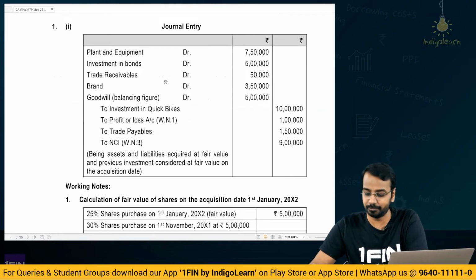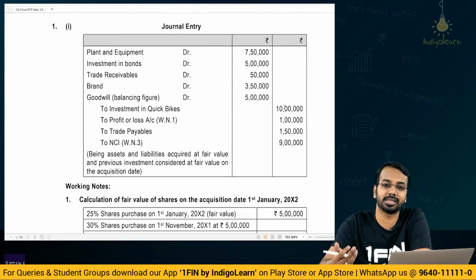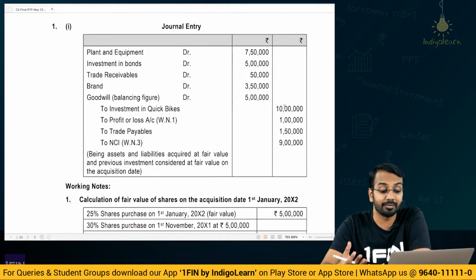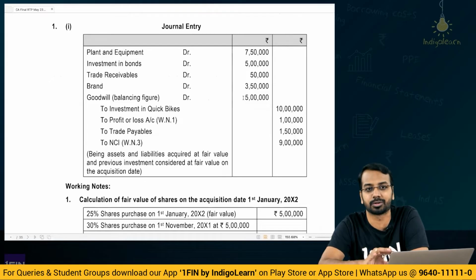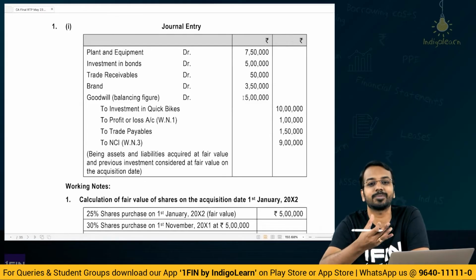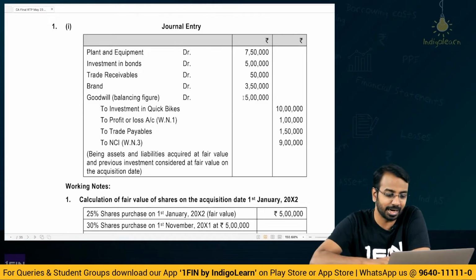Initial date accounting: plant and equipment debit 7,50,000, which is the fair value. Investment fair value 5 lakhs, trade receivable 50,000, brand 350, goodwill 5 lakhs. To investment in quick bikes 10 lakhs. Now why is this investment in quick bikes credited? Because when you are consolidating, please remember this entry is passed in the consolidated books. So when you are consolidating, investment is no longer required. So whatever is the cost of investment, you will de-recognize that.